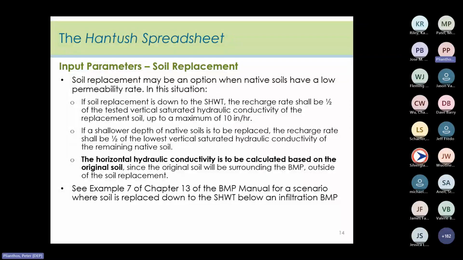And it's important to note, if a shallower soil is to be replaced, rather than replacing the soil down to the seasonal high water table, the recharge rate shall be 1/2 of the lowest vertical saturated hydraulic conductivity of the remaining native soil.